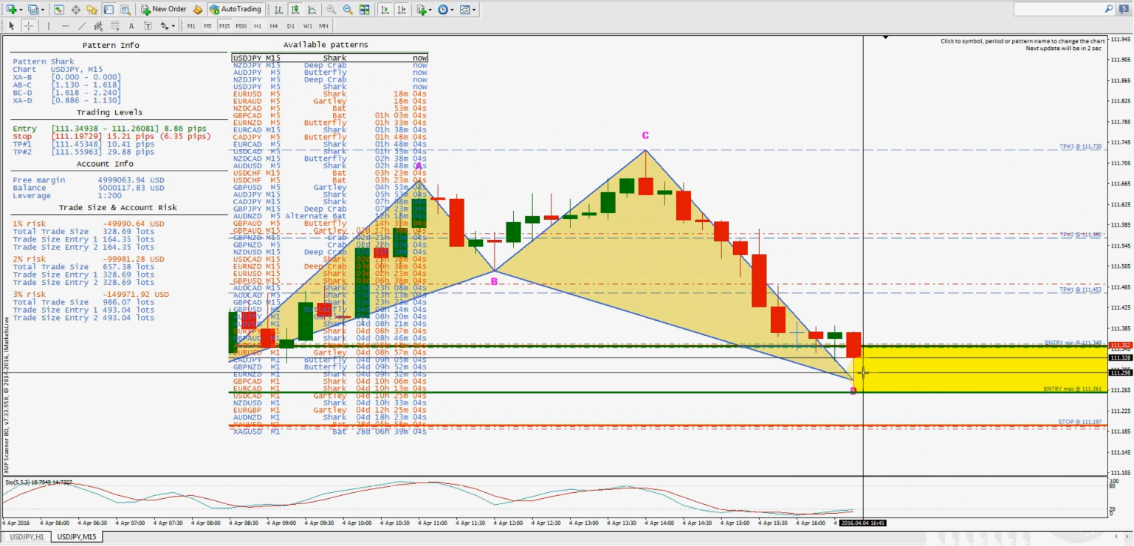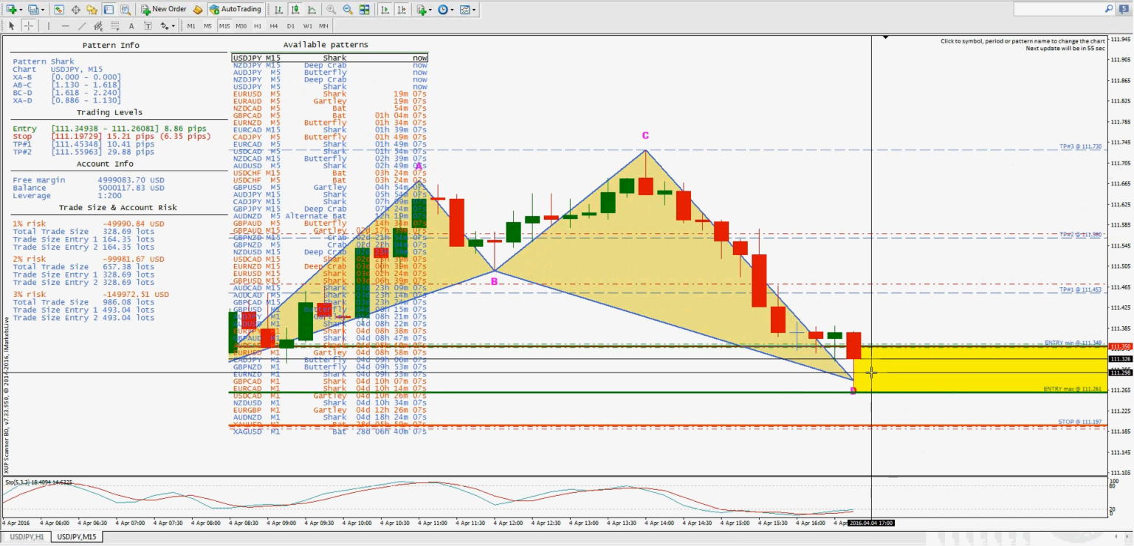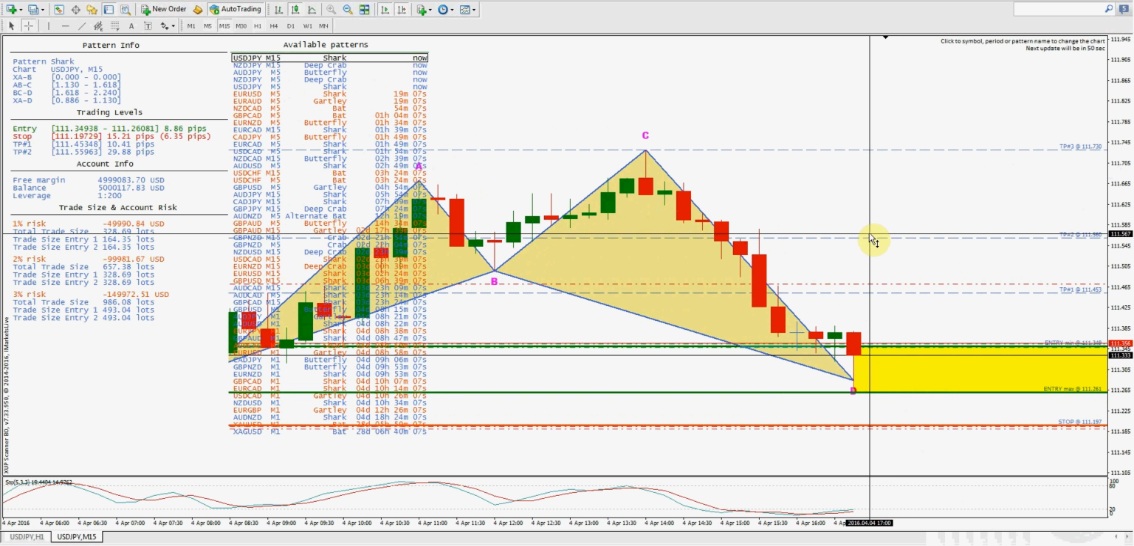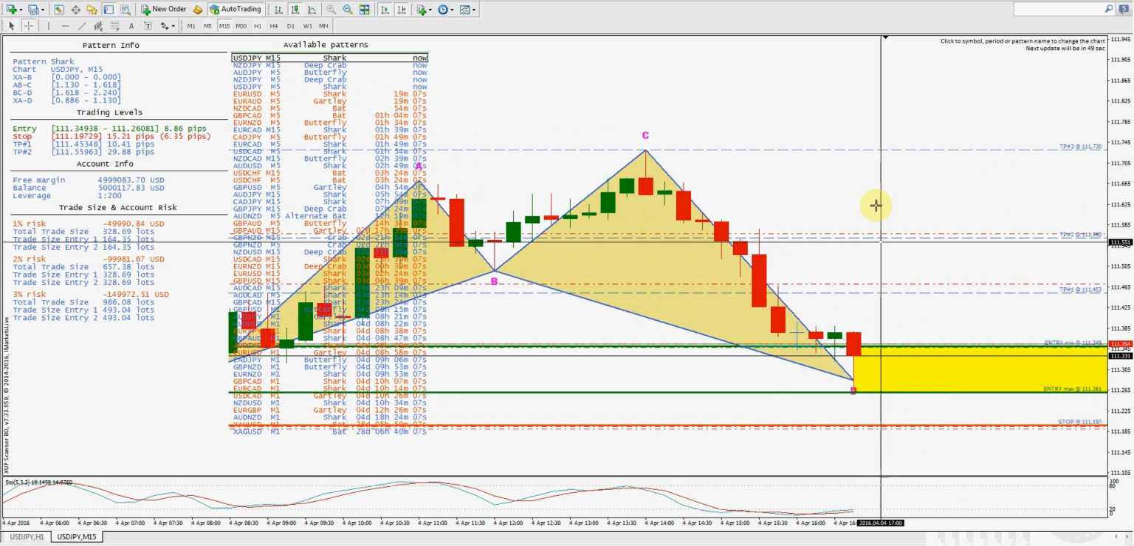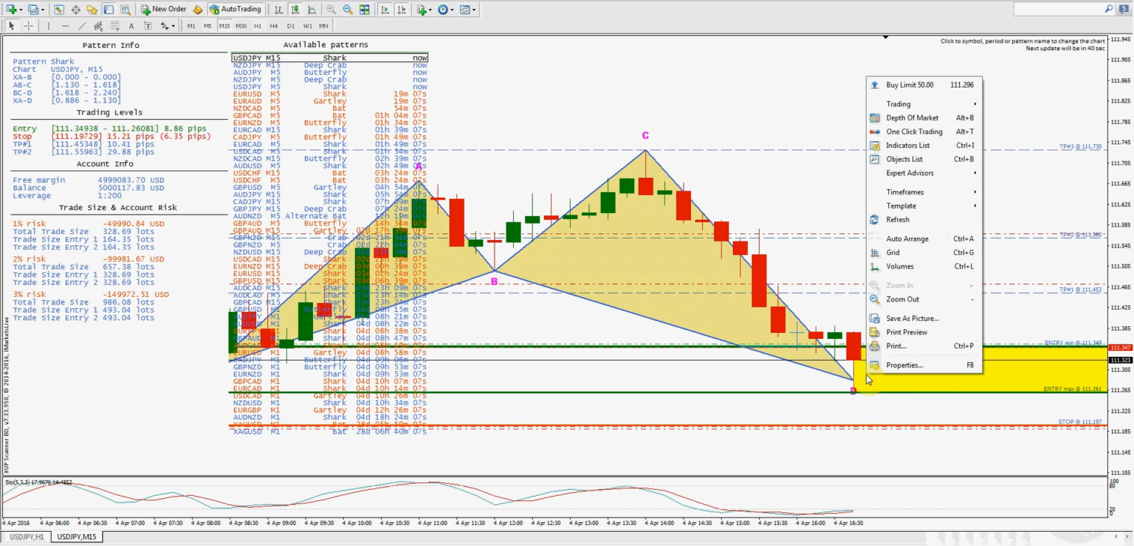I could jump in right at this level and then place a take profit here. And that'll give me 3 profit targets. I could obviously move this one up here if we get another push down like that. And that'll give us our 3 orders.